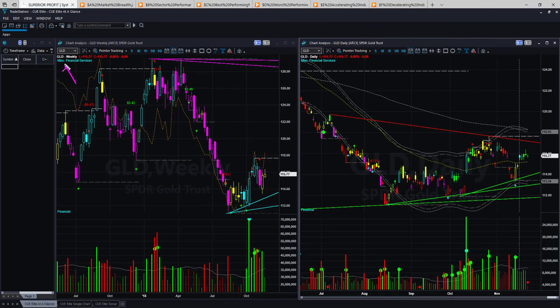Gold ETF GLD. Relative performance line shows it is doing better than the market. Weekly has a mixed shape candle with hollow body but long upper tail. The candle color is also neutral yellow. In the daily chart, price is inside a triangle pattern. It doesn't have any clear direction.